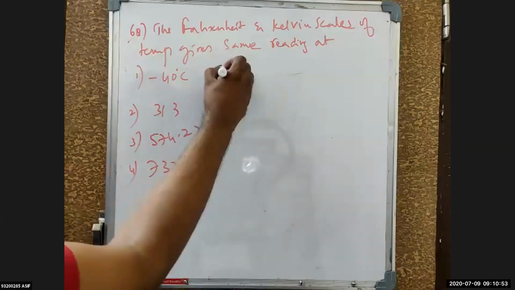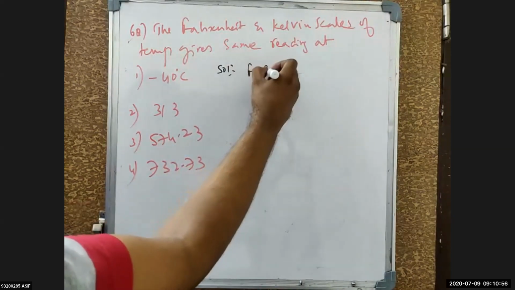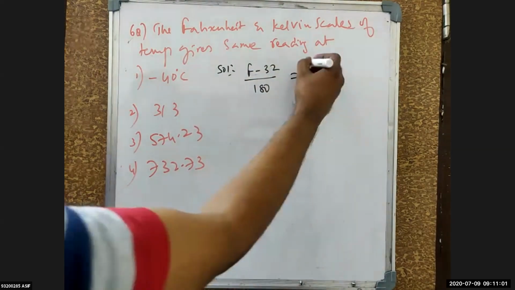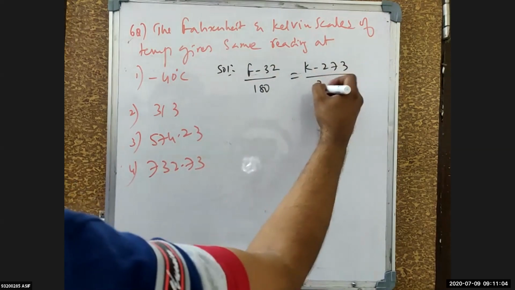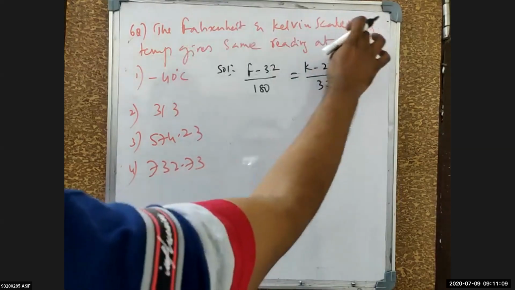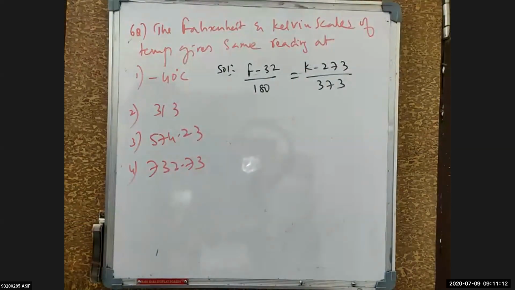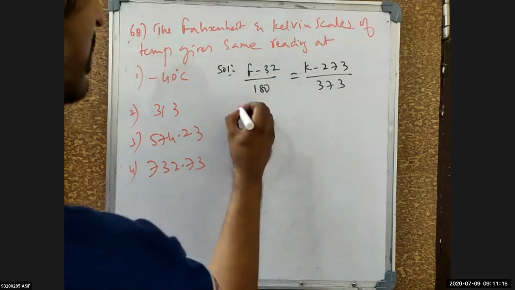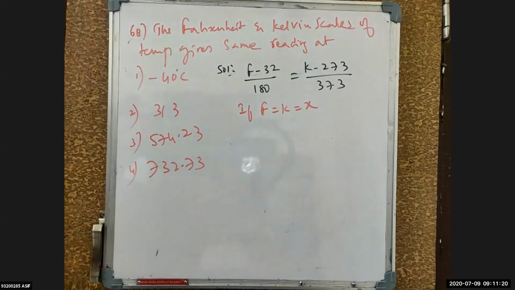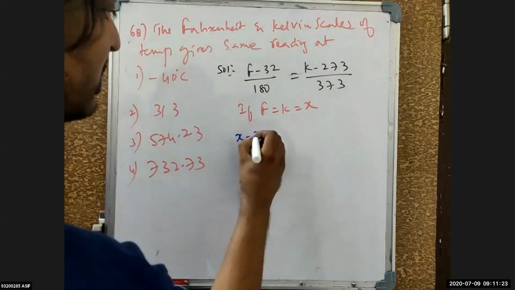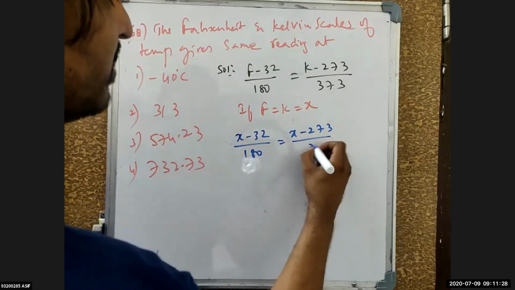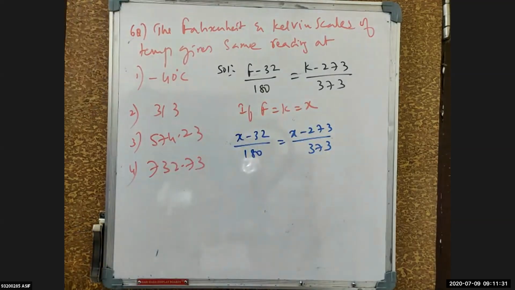What is the relation between Fahrenheit and Kelvin? (F minus 32) divided by 180 is equal to (K minus 273) divided by 100. If X is the same temperature at which the Fahrenheit and Kelvin scales give the same reading, then F and K must both equal X. Therefore, (X minus 32) divided by 180 is equal to (X minus 273) divided by 100. Clear for everyone?